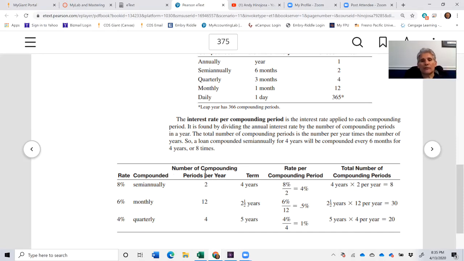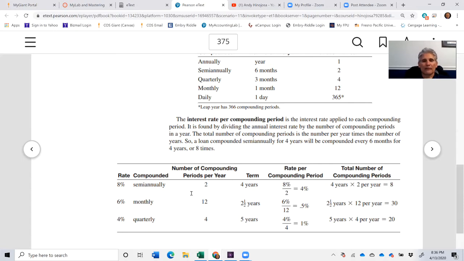So what are the number of compounding periods per year when we are compounding semi-annually? Well, that would be 2. Semi-annually is 2. Monthly would be 12. Quarterly would be 4. Now, the term would be how many years? Well, 4 years. That term would be given in the example. How long is this loan going to be, or this investment going to be? So we're given 4 years, 2.5 years, 5 years. This is going to be given.